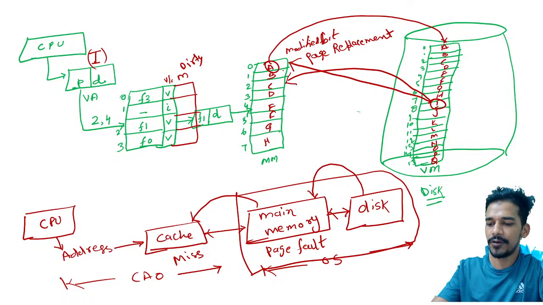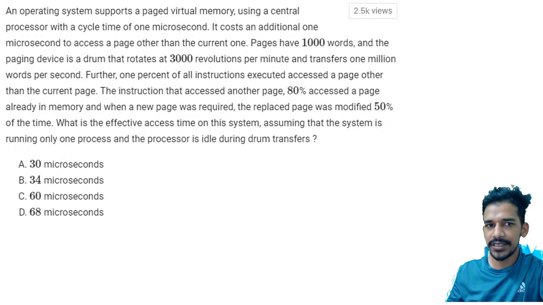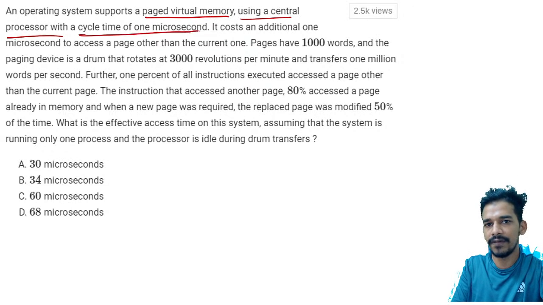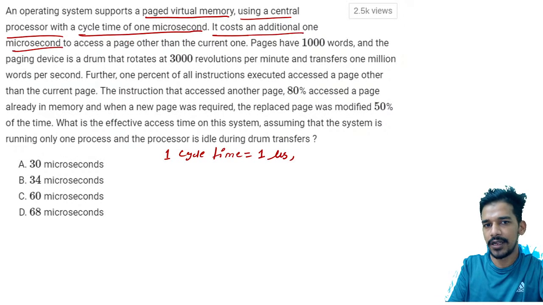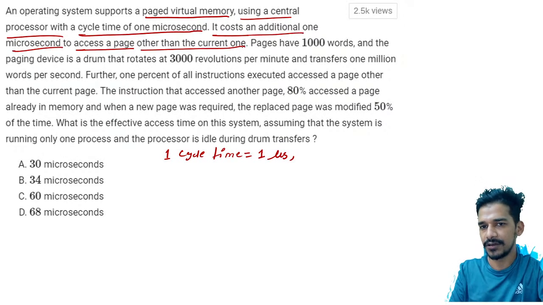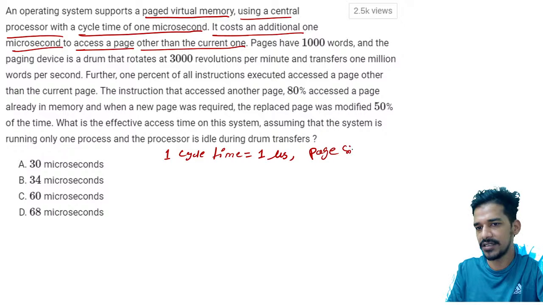Okay, now let us try to understand the question. The question says that we have a paged system that supports paged virtual memory using a central processor with a cycle time of 1 microsecond. So one cycle time is given, 1 microsecond. It costs an additional 1 microsecond to access a page other than the current page. If you are accessing any page other than the current page, it will take one more additional microsecond. Pages have 1000 words, that means the page size is 1000 words.